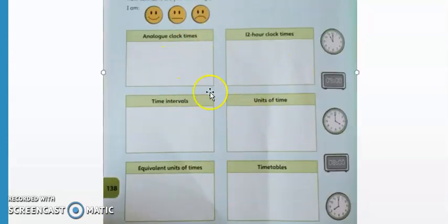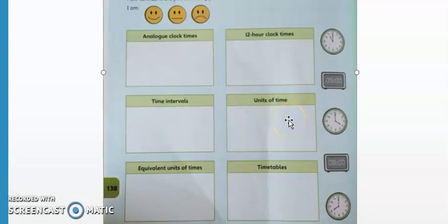After this, see the blocks. They said you have to mention a picture there. You can draw a picture or you can write anything you know about this topic, like analog clock times. What do you know about analog clock times? You can draw an analog clock here to show that you understand it. 12-hour clock times means you can draw an analog clock, because in an analog clock we have 12-hour times. Time intervals. What about time intervals? What are time intervals? You can write whatever you know, and you can draw also.